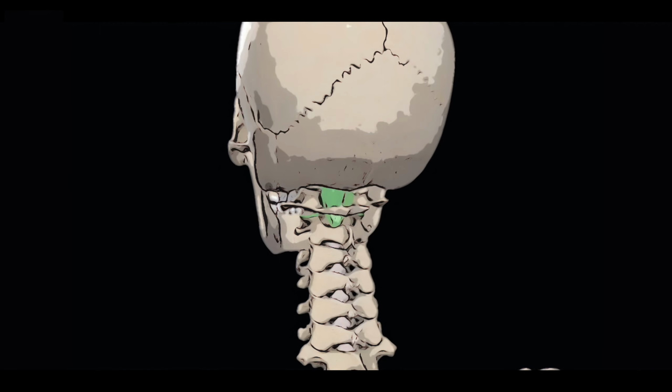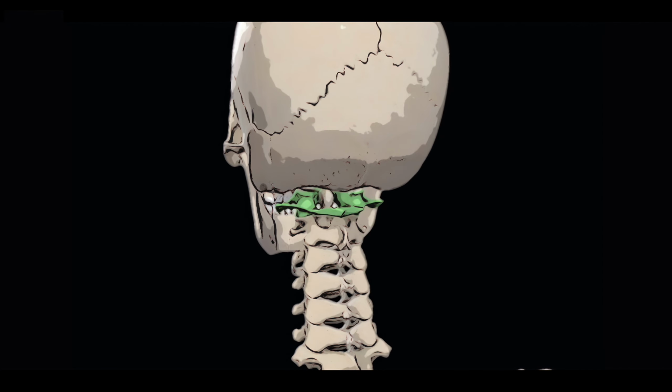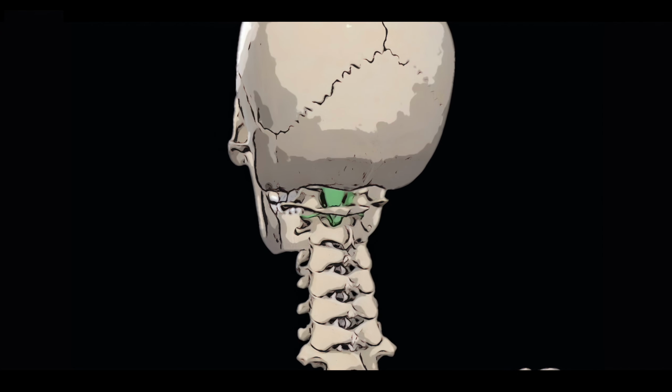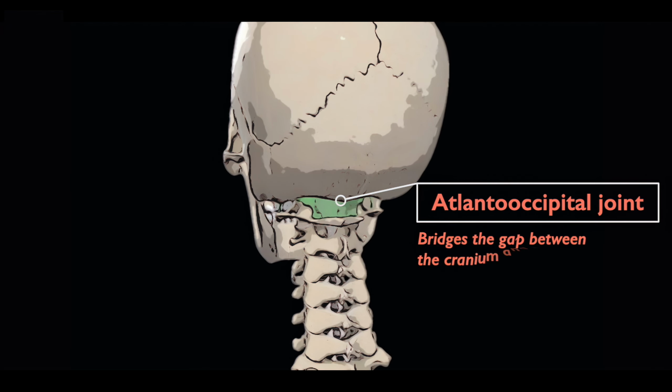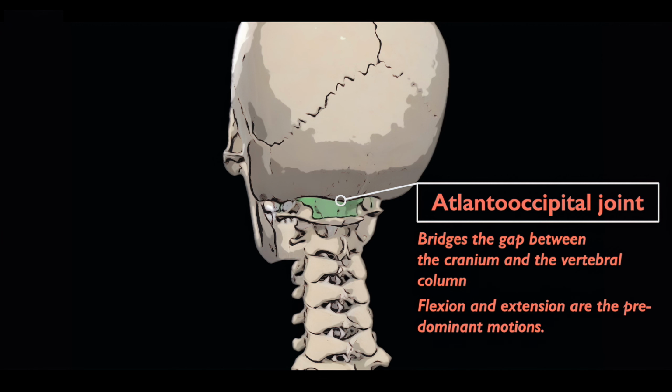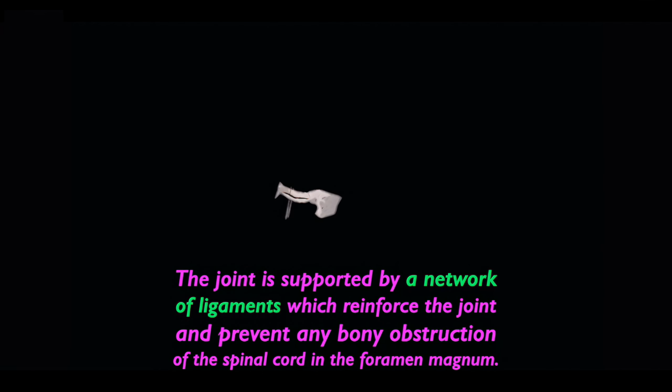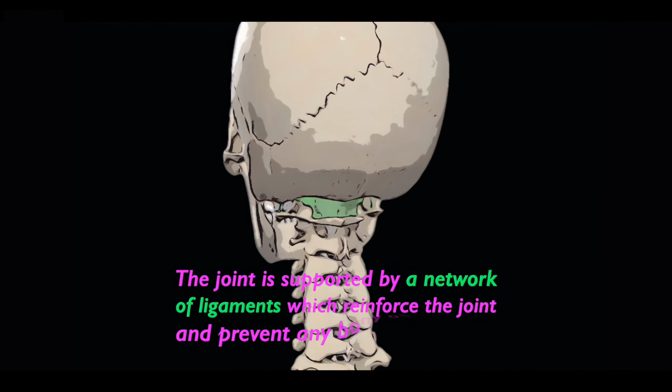The atlanto-occipital joint is a bicondylar synovial joint that bridges the gap between the cranium and the vertebral column. Its articulating surfaces are the occipital condyles of the cranium and the superior articular surfaces of the lateral masses of the atlas, C1. The joint is supported by a network of ligaments which allows certain degrees of flexion, extension, lateral flexion, and rotation of the cranium. The main role of these ligaments is to reinforce the joint and prevent any bony obstruction of the spinal cord in the foramen magnum.